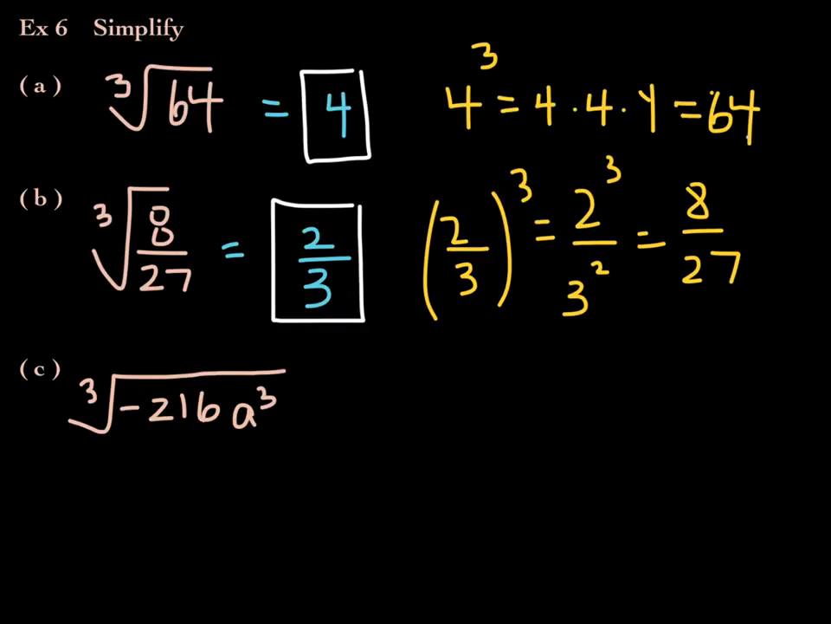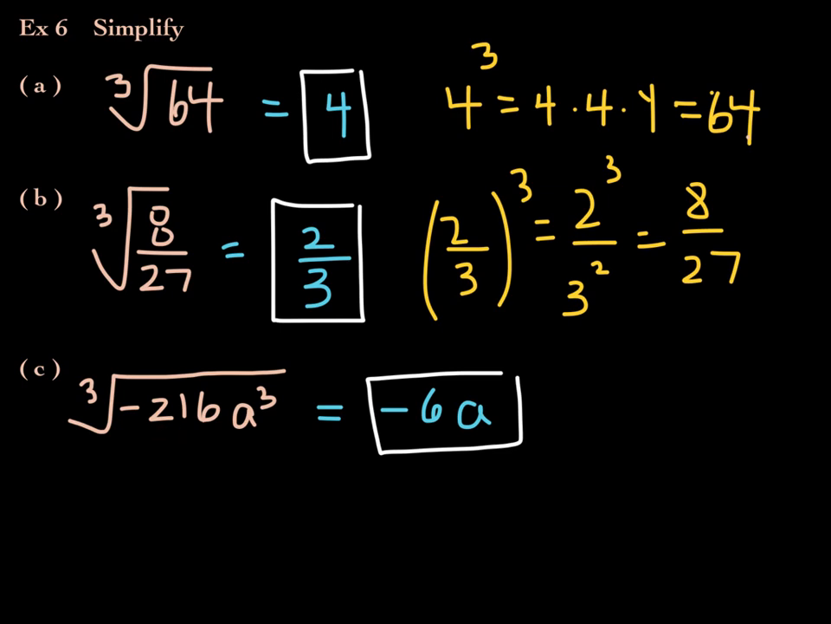All right, the cube root of -216a cubed. Now the answer here will be -6a. Let me show you how to get that answer. First of all, if you have a cube root and your radicand is negative, then the root will be negative. Furthermore, 216 is a perfect cube. It's in that list that I just mentioned. 6 cubed gives me 216.